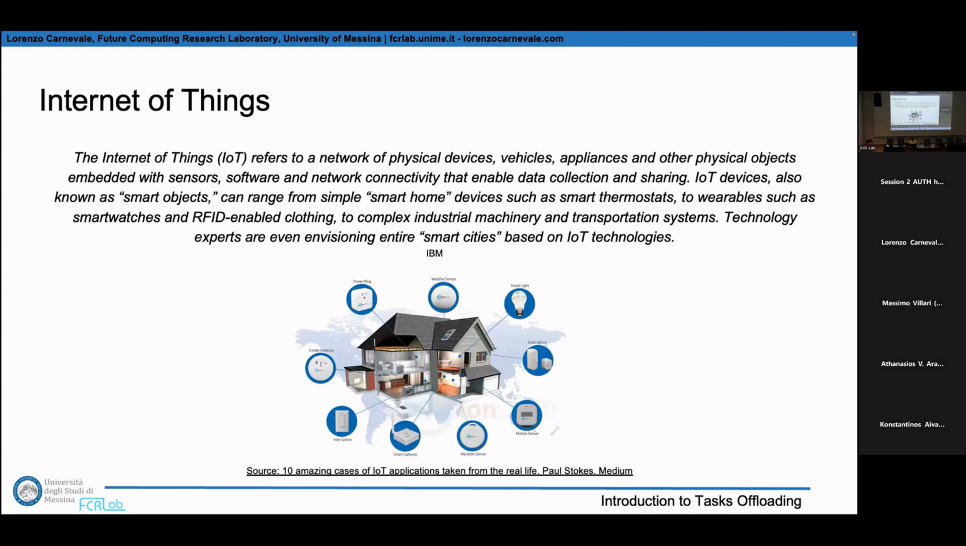The other important part of the introduction and the background is the Internet of Things, so the IoT. The IoT, of course, refers to a network of physical devices. In this case, they are very low power devices that typically are specialized in one single operation. Here we have an example where there is a smart power plug, weather sensor, smart light, and so on.